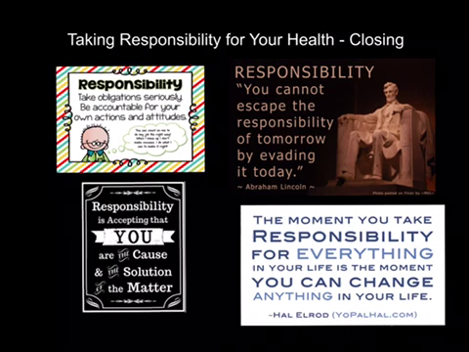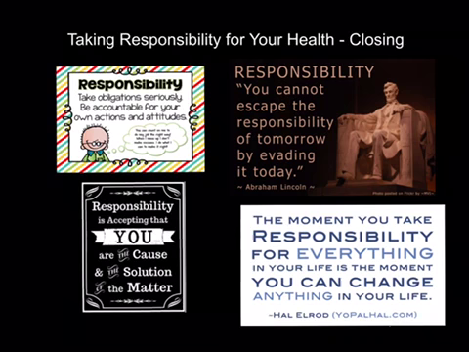So taking responsibility for our health involves gaining awareness, or the what, gaining knowledge, or the why, and also building our health skills, which is the how. And taking responsibility is not easy, but the rewards are that it can give us more power in controlling the choices we make and creating better health for ourselves.